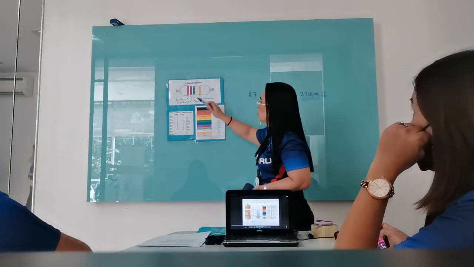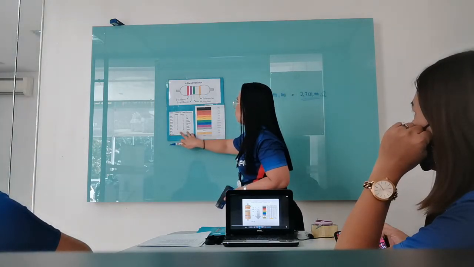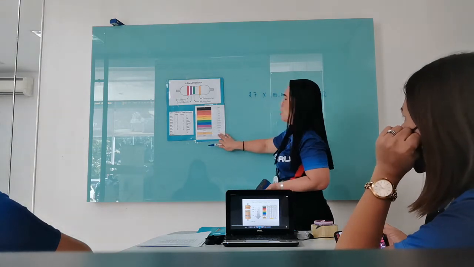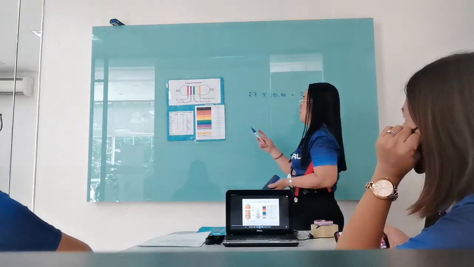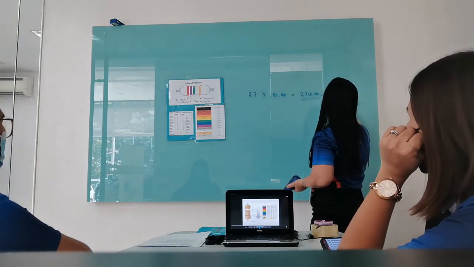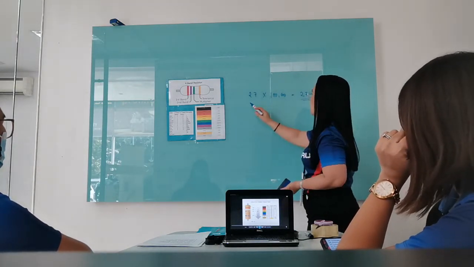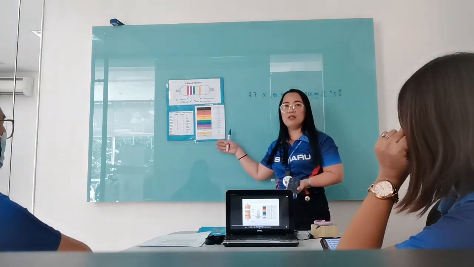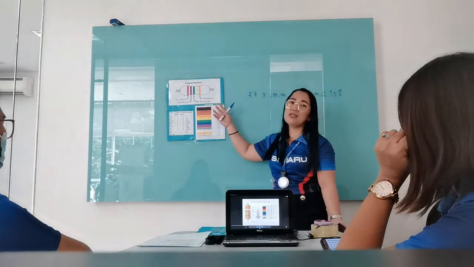Since this is gold, so we will look for the tolerance value of the gold, which is positive or negative 5%. So its tolerance is positive and negative 5%. So that is how we calculate the resistance value of a resistor using the color coding chart. Alright, so let's give a try to solve.